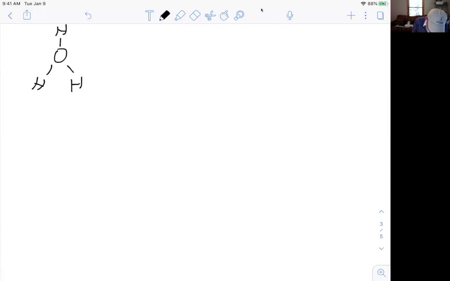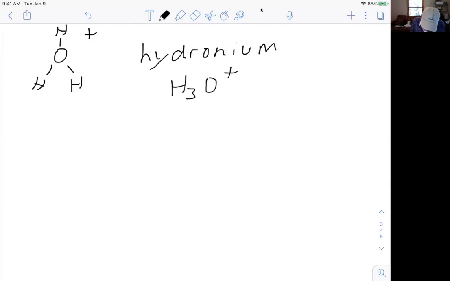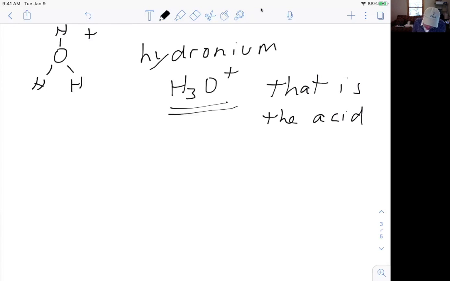After we have our water molecule, it's going to make a brand new molecule called hydronium, H3O plus. This hydronium, that is the acid right there. That hydronium is the acid. It doesn't actually exist as just an H plus floating around, but if you see it written as just an H plus, I will accept that as the acid.